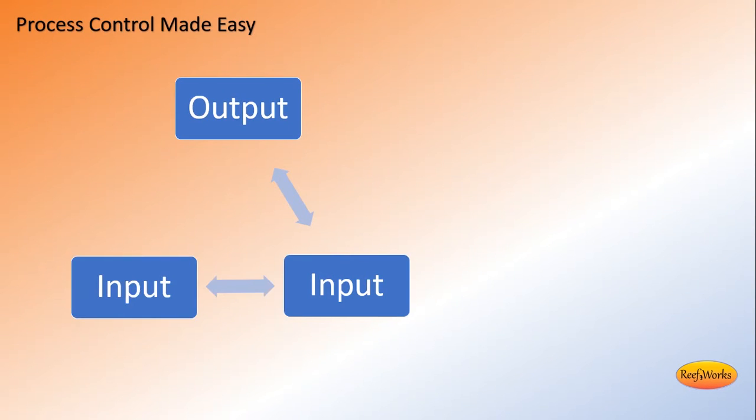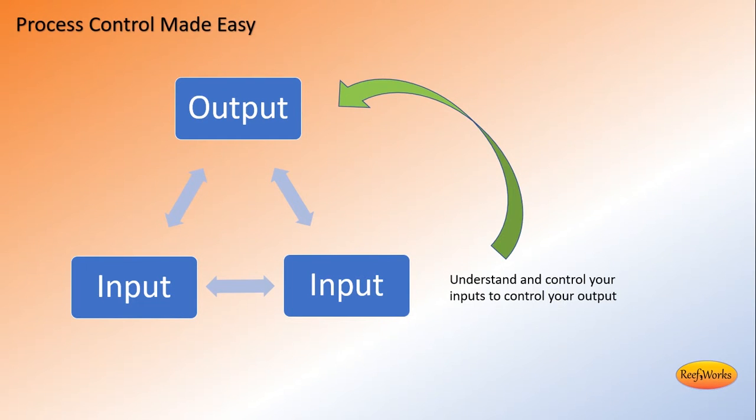Before we start that, I really want to talk about the bottom line. The bottom line is the output. It's the consistency of your product to your customer, consumer, what have you. And you get there by controlling the inputs. So understand and control your inputs to control your output. And we need a measure. We need to understand where we are in order to determine where we need to go.